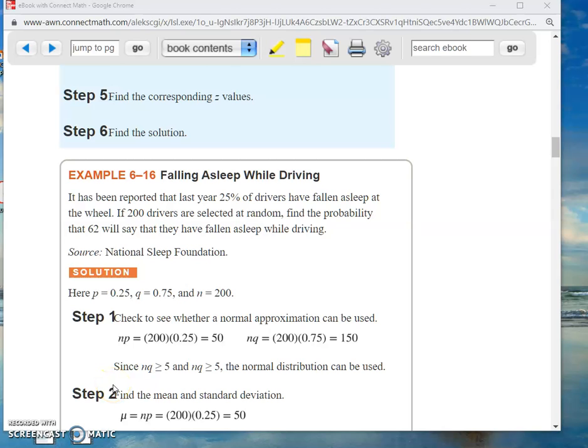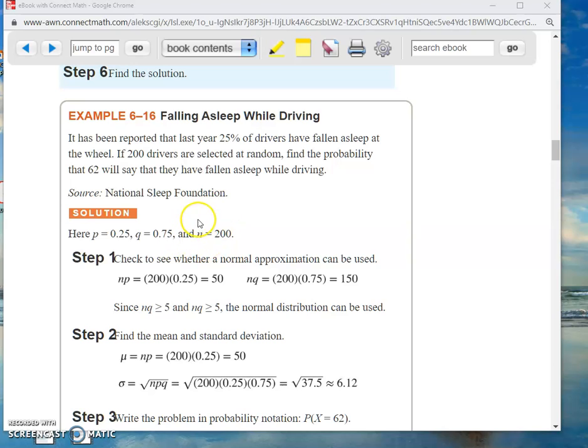We are in Chapter 6, the normal distribution. This is section 6-4, video number 2. All right, so where we left off is example 6-16. The concept here is that 25% of the drivers have fallen asleep. You pick 200 drivers at random, find the probability that 62 will say that they have fallen asleep while driving.